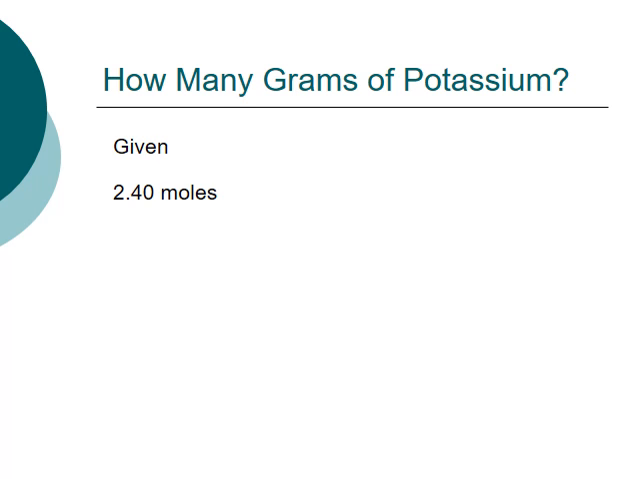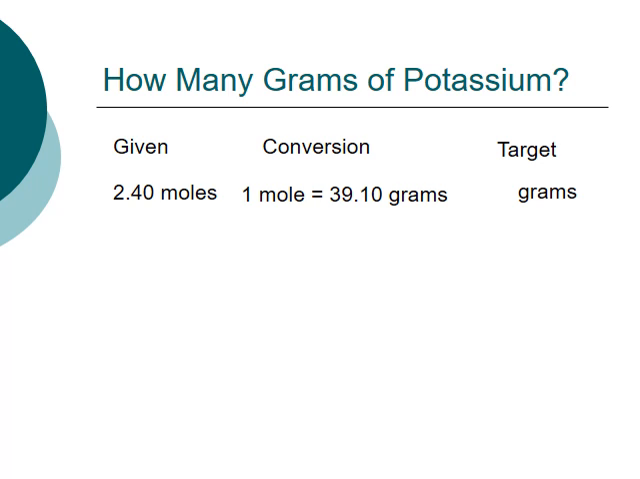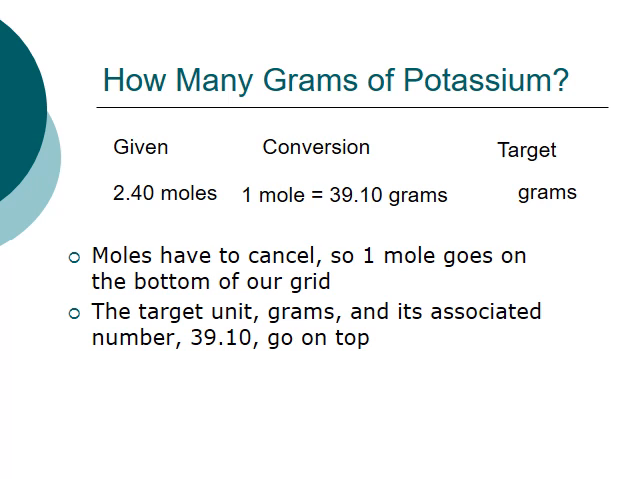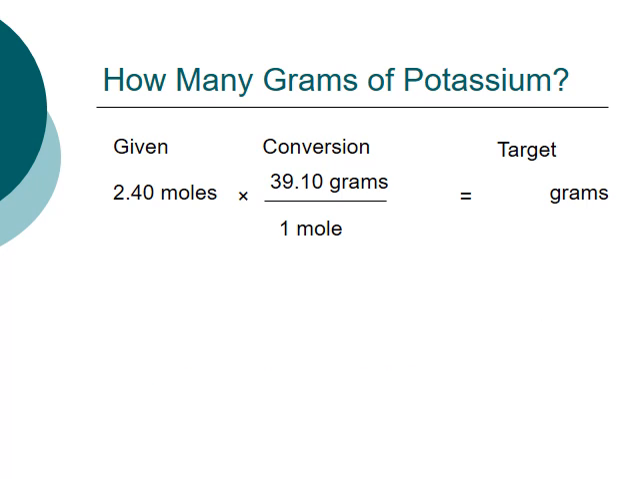Given 2.4 moles, conversion 1 mole equals 39.10 grams. Our target unit is grams. We want moles to cancel. 1 mole will go on the bottom. 39.10 will go on the top. Your grid should look like this. 2.4 moles, 39.10 grams on the top, 1 mole on the bottom.